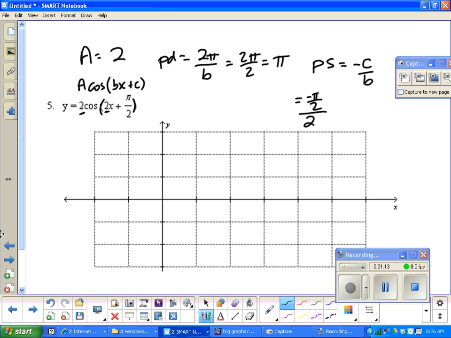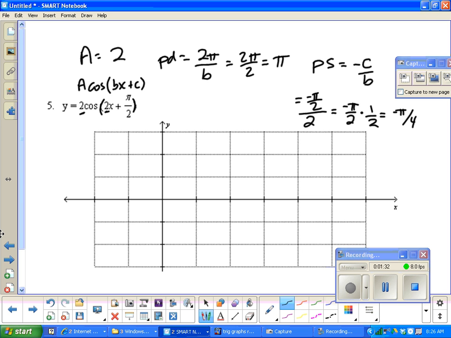Okay. Now let's calculate this. So we're going to just multiply by the reciprocal. So we'll do negative pi over 2 times the reciprocal of 2, which would be 1/2. So my phase shift is going to be negative pi over 4. So I'm going to be starting this graph over to the left here.